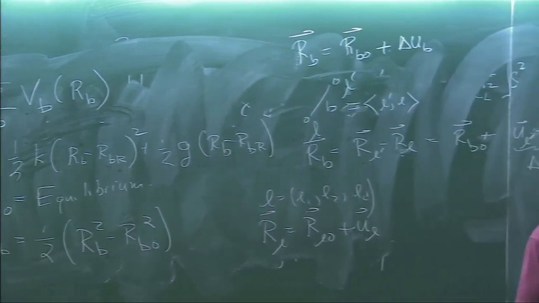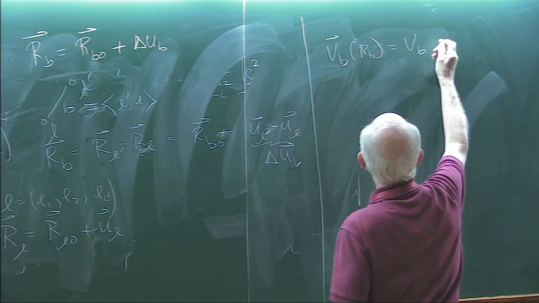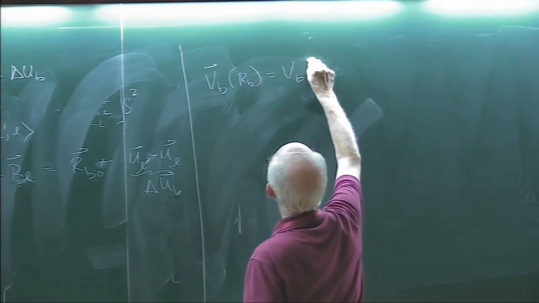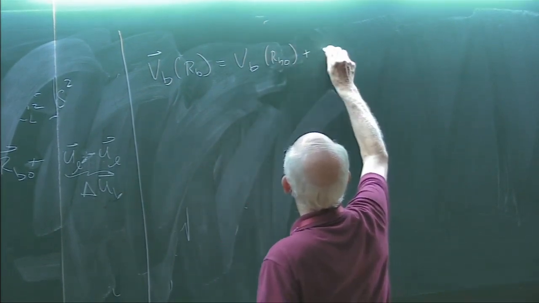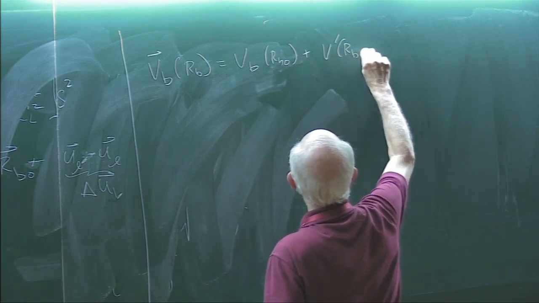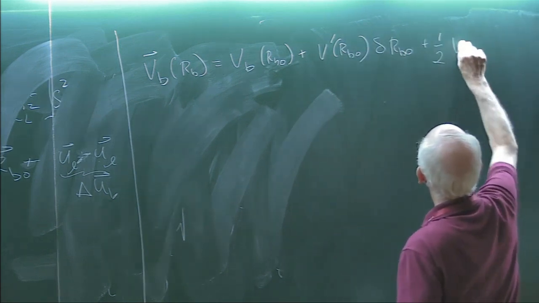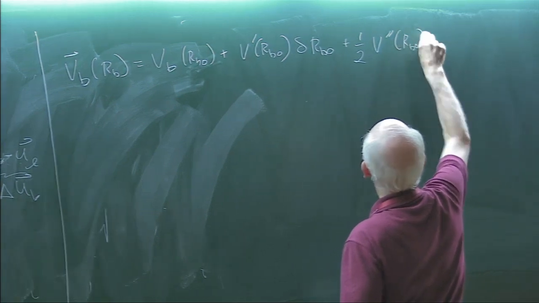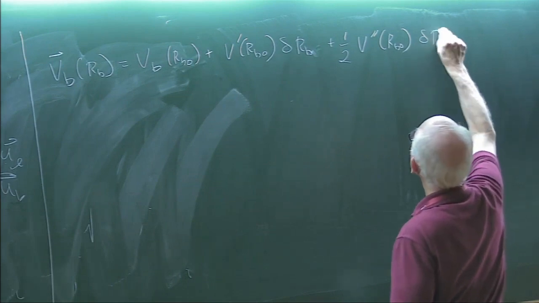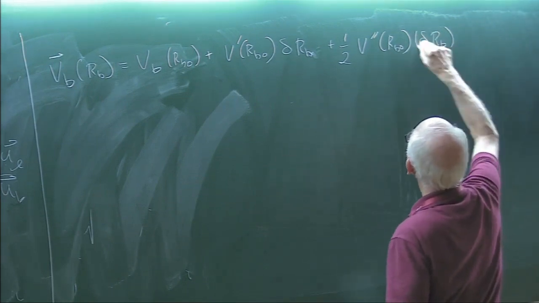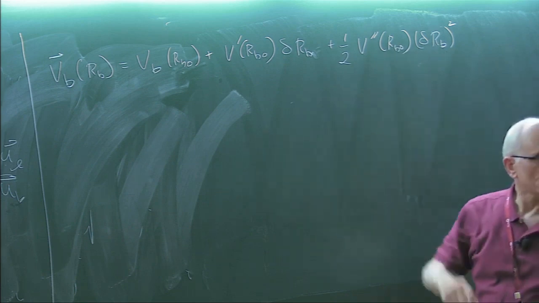So what is V_B going to become? It's a function of R_B, but I'm going to write it as V of R_B0 plus V prime at R_B0 times delta R_B, plus 1 half V double prime of R_B0 times delta R_B squared. Now what I want to do is to express the delta R_B in terms of the v_B.